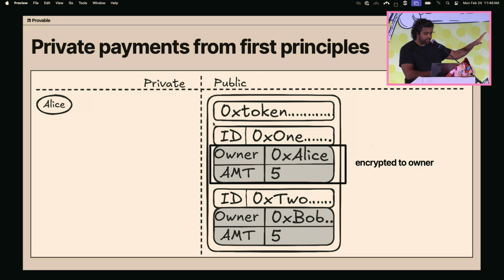So in this setting here, Alice has a record that she owns that is on chain, but the balance and the fact that she owns it is encrypted. So only she knows her balance here. And same with Bob. Bob has a balance. He knows that he has 5 tokens, but no one else knows this information.